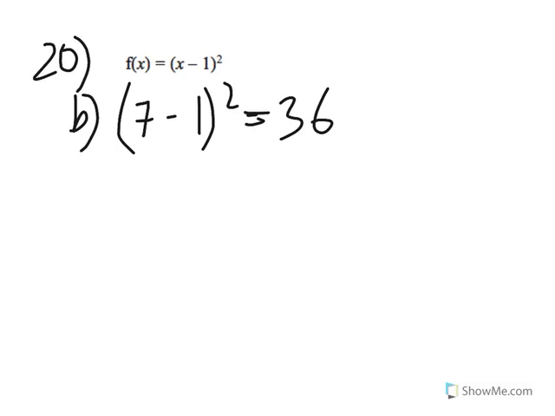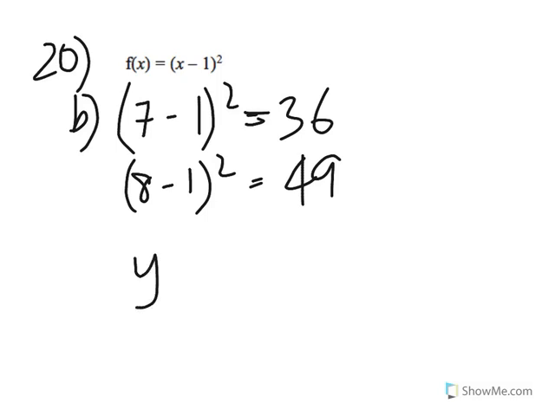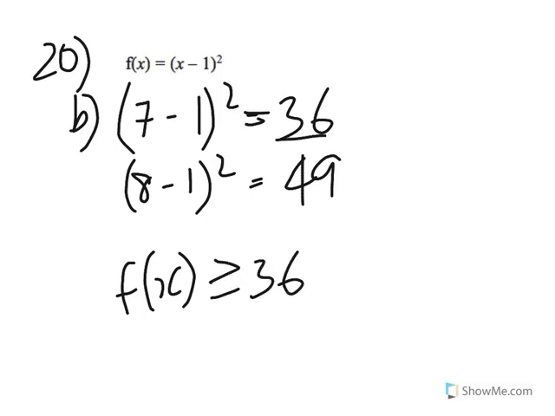36 is your answer, and the range is how far the answer can go. So since x is greater than or equal to 7, it can be 7 minus 1 squared, it can be 8 minus 1 squared, which would be 49, and so on. If you keep repeating, you'd understand that the range would be f of x greater than or equal to 36, because the lowest answer you can get is 36, and it can go on till infinity. So that means it can go on forever and ever. So the range will be f of x greater than or equal to 36.